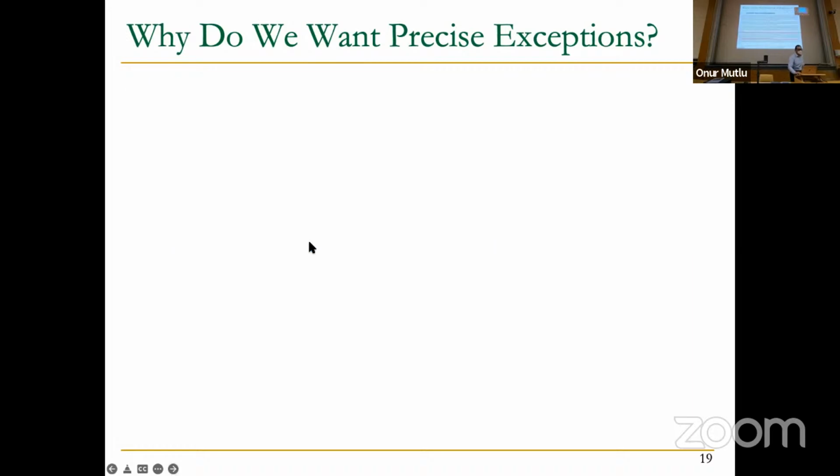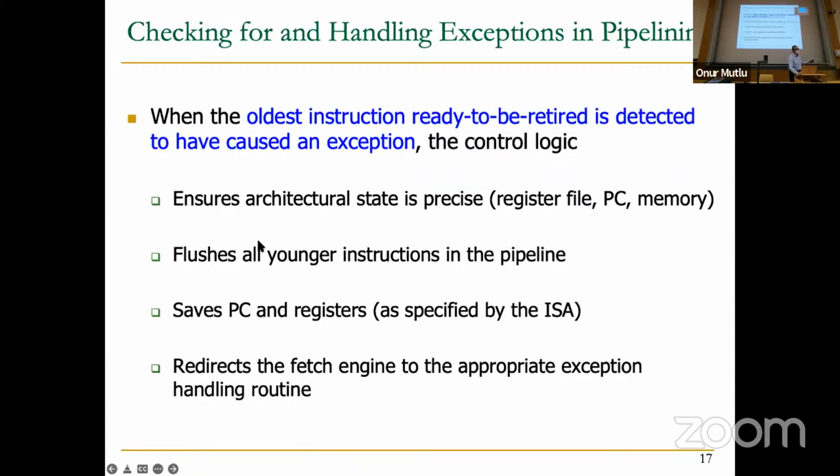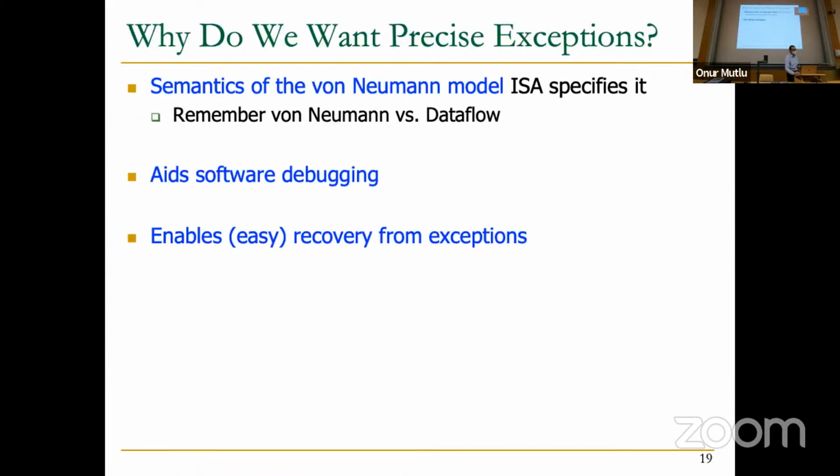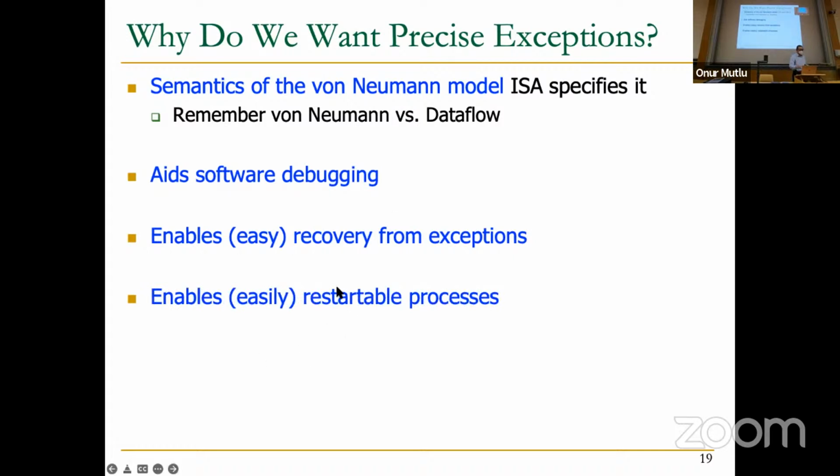So let's go back to this picture. You need to do all of these steps: flush all the younger instructions in the pipeline, save the PC and registers, execute the exception handler, and then to restart or recover, you load the PC and the registers back. That's the idea. It's very simple. Think about it from a data flow perspective. It's very, very difficult to do this recovery. It enables easily restartable processes, which is very similar to what I just said. There are some other issues here, but because we don't have a whole lot of time, I'm not going to discuss them.